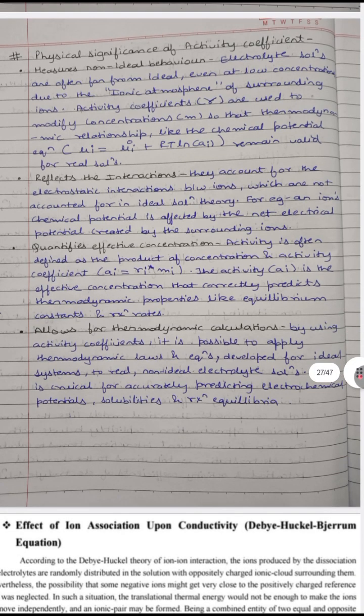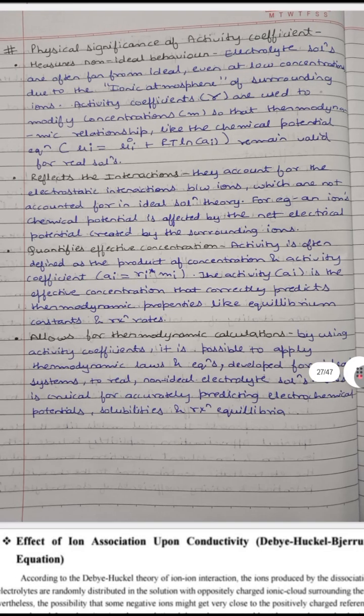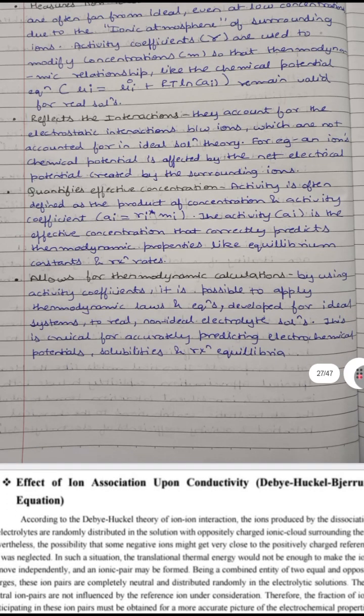Next topic is physical significance of activity coefficient. First is measures non-ideal behavior. Electrolytic solutions are often far from ideal even at low concentration due to the ionic atmosphere of surrounding ions. Activity coefficients gamma are used to modify concentrations m so that thermodynamic relations like the chemical potential equation mu i equals mu naught i plus RT ln a i remain valid for ideal solutions.